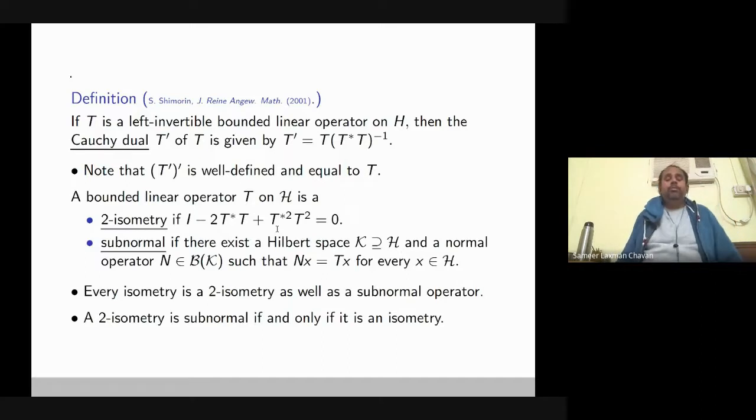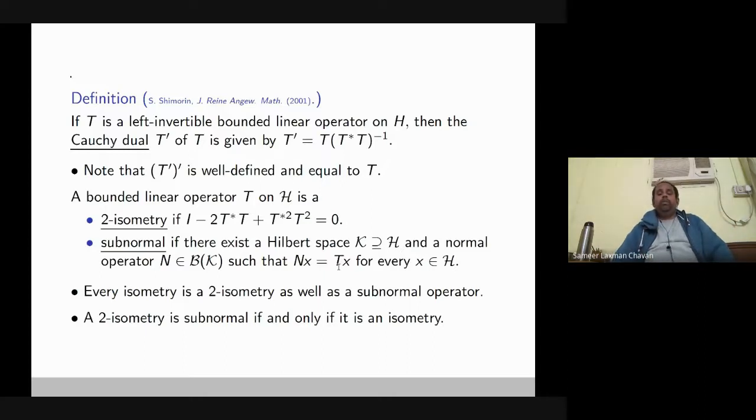Okay. So for the Cauchy dual subnormality problem, we just need 2-isometry, and that is what we stated. So we need another definition, which is called subnormal. Namely, an operator is subnormal if it has a normal extension. Suppose you have an operator T on H. Then you can find some bigger space than H, and an operator N acting on this bigger space. This N is normal, and when you restrict N to H, you get T back.